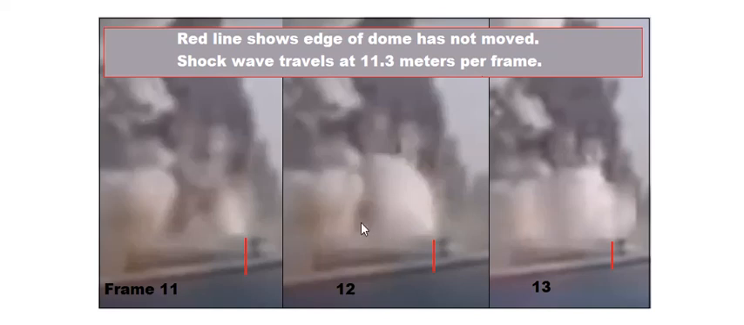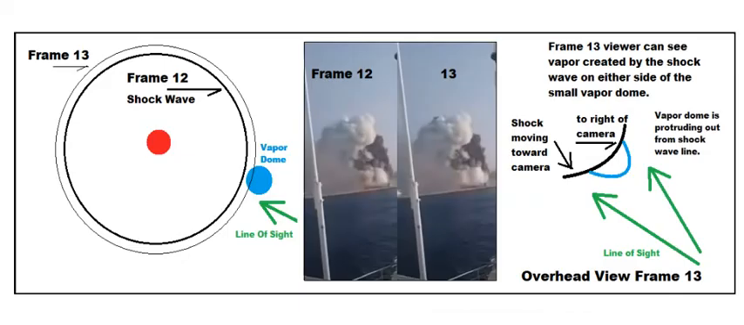Now, to help understand visually what we're seeing, I've got this diagram, and of course we have the blast, and these two circles represent the shock wave, frame 12 and frame 13, and this is that vapor dome that's in question, and this is basically our line of sight. The line of sight is everything in seeing the shape of the dome, and this illustrates that.